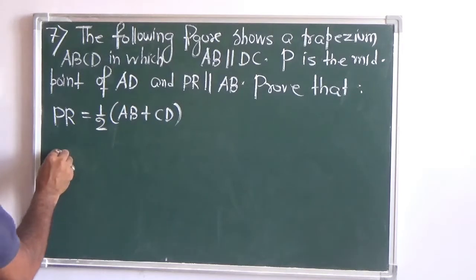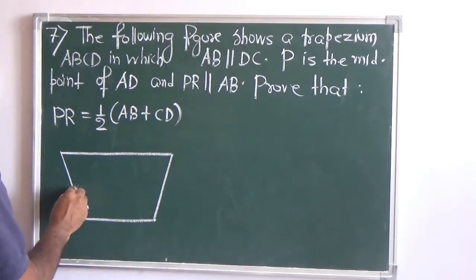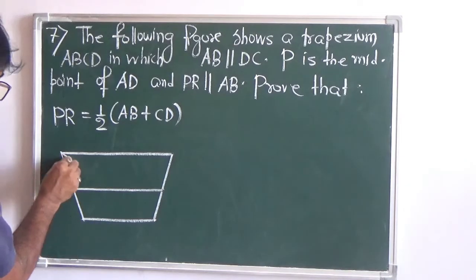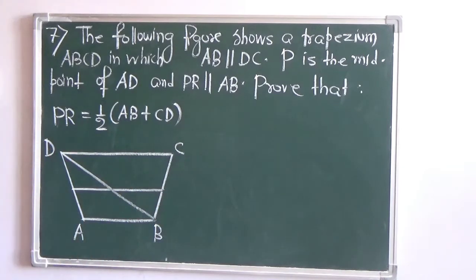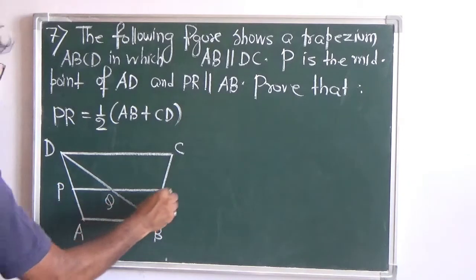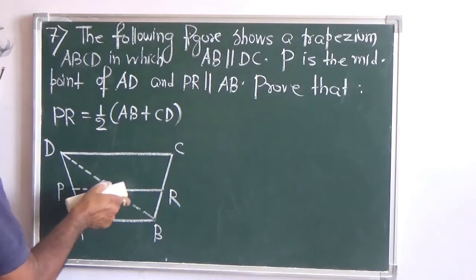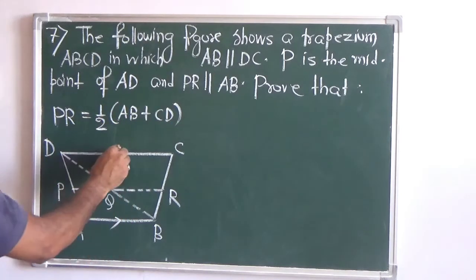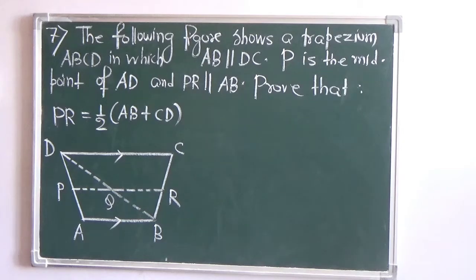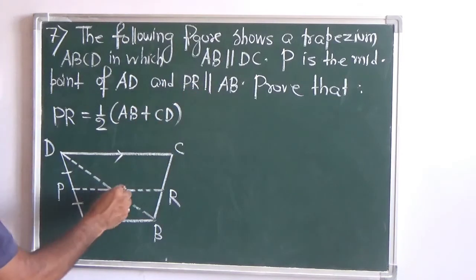Now the diagram is, this is the trapezium, this is A, B, C and D is the trapezium. PQR, this is P, this is Q and this is R. This is the diagram. Now what is given? AB is parallel to DC. P is the midpoint of AD, that means this part and this part equal, and PR is parallel to AB.